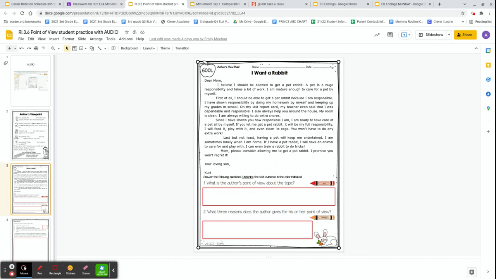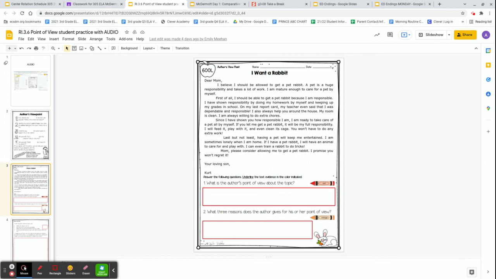So I'm looking at the title, I want a rabbit. I can automatically assume what the author's opinion on a rabbit is. Do you think the author enjoys, wants, likes rabbits, or hates rabbits? Likes rabbits, right? I want a rabbit. If you want something, it means you like it. I wouldn't want a tarantula in my house. That's not something I would want, right? Because that would creep me out. So I wouldn't write something like I want a tarantula. I would write I do not want a tarantula, right?